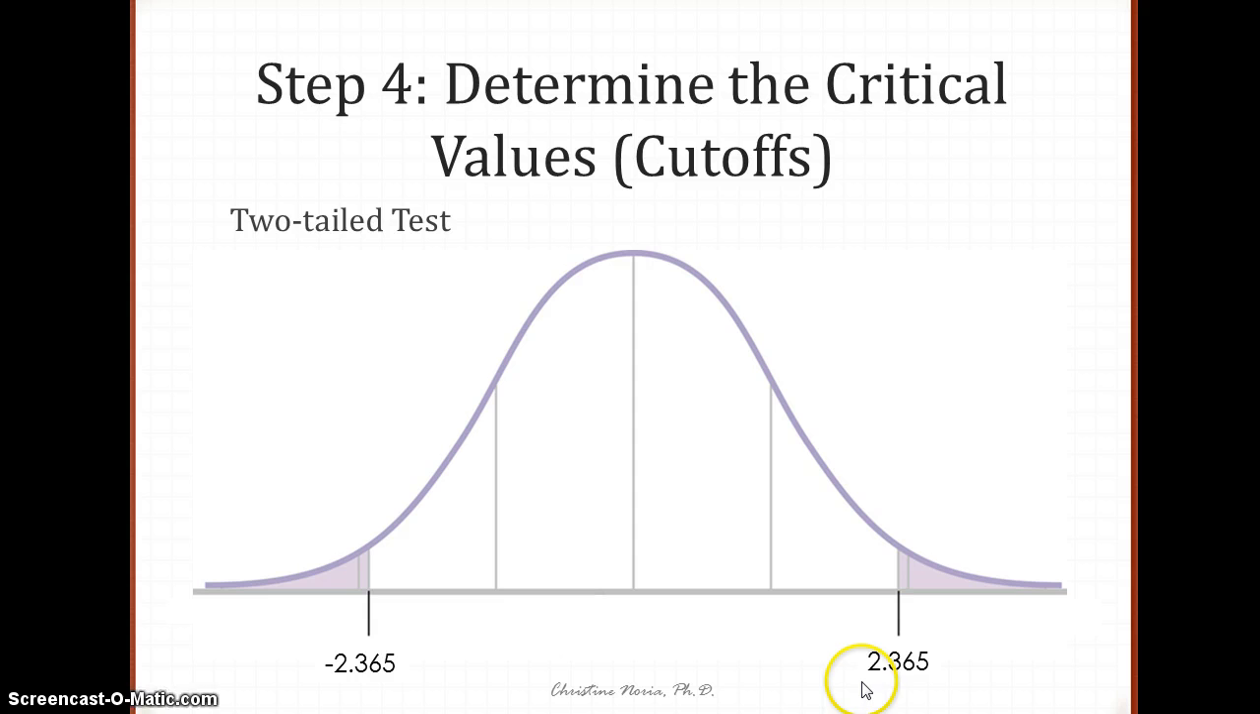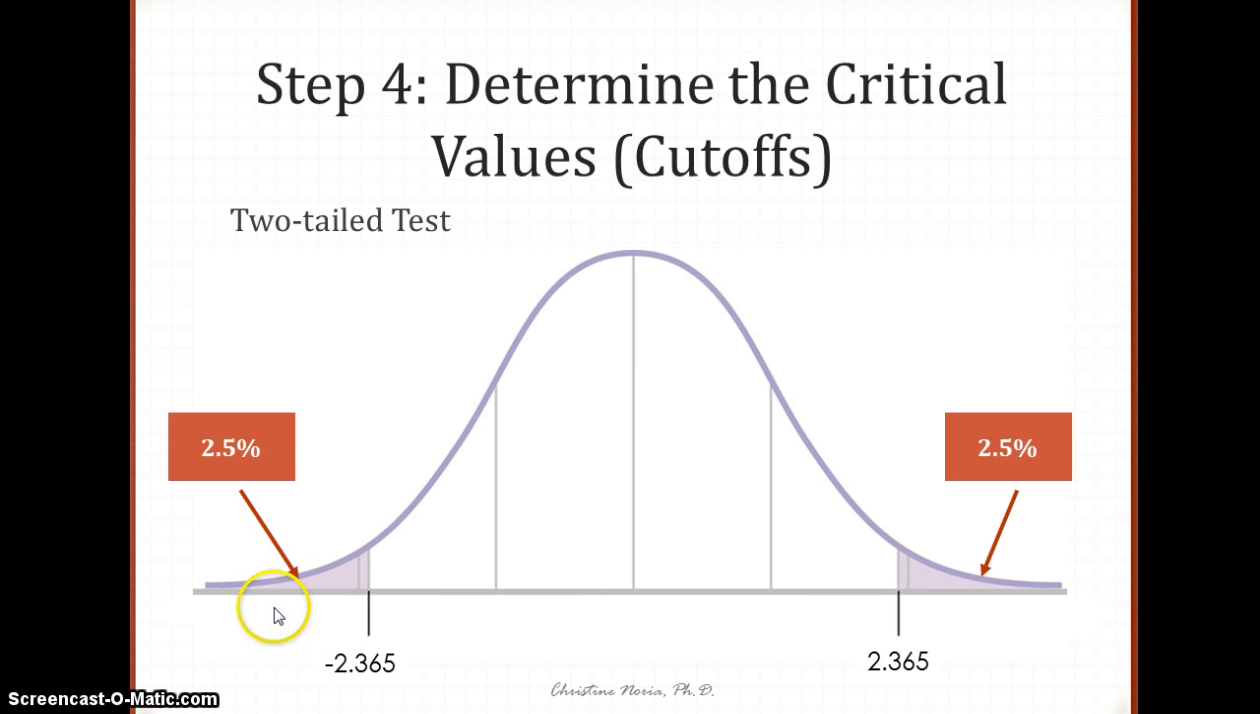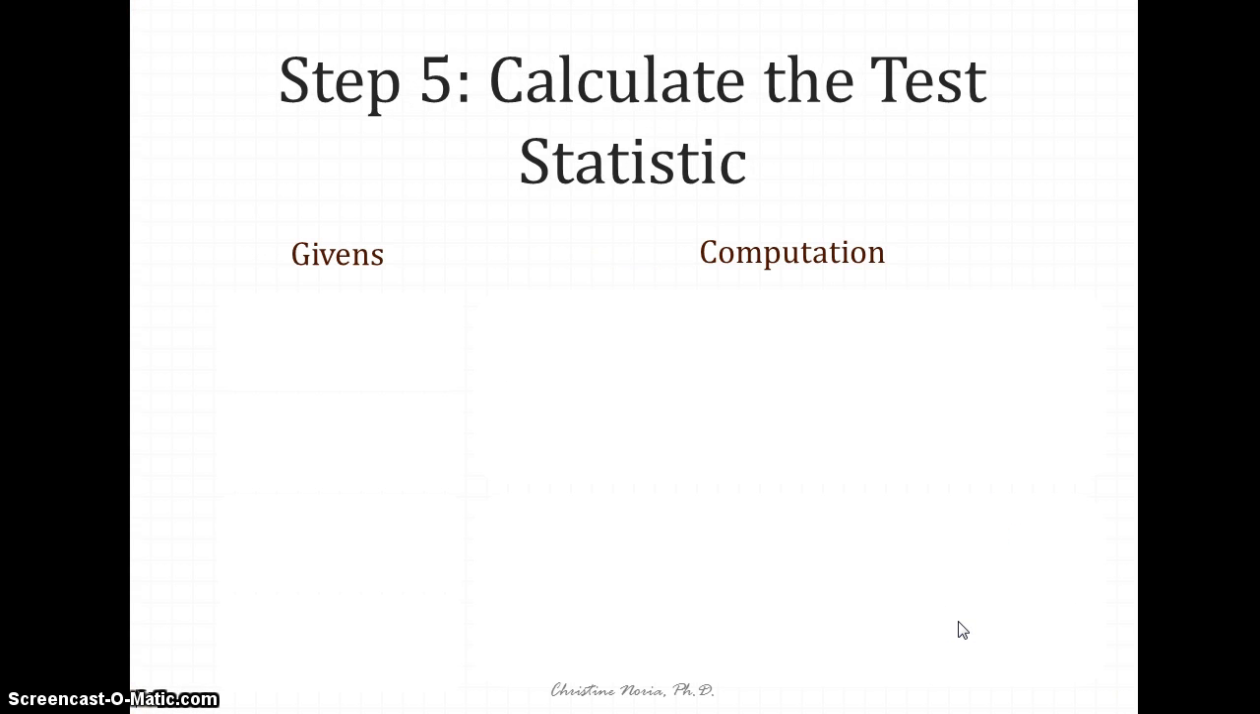So we can mark that. Then on our distribution, we can draw this in. 2.365 above the mean, and then below the mean, negative 2.365. Those are our critical values. If our t that we calculate is beyond 2.365, we can reject the null hypothesis. Same if we have it more extreme than negative 2.365. And again, that's because we put that 2.5% in each tail.